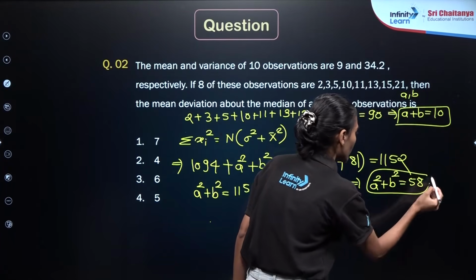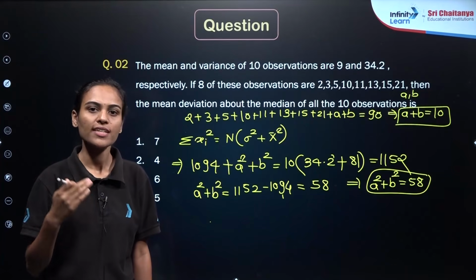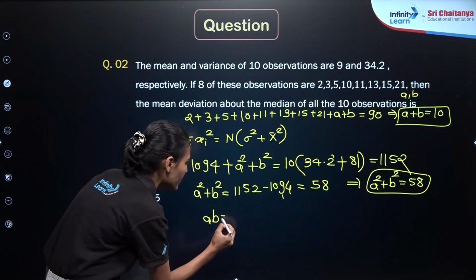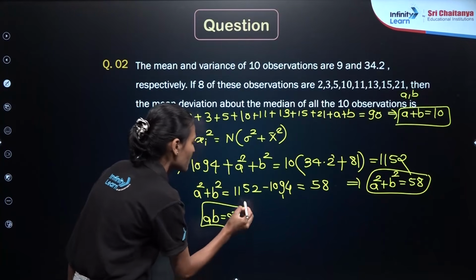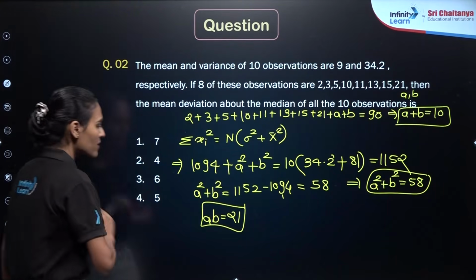You know a plus b, you know a square plus b square. Use the algebraic identity (a plus b) whole square is a square plus b square plus 2ab. From there you will get a into b to be 21. Two numbers whose multiplication is 21 and addition is 10, what are those numbers?